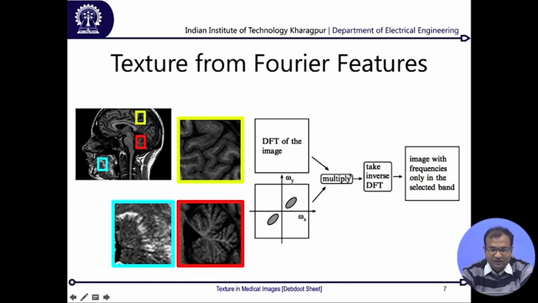So you're just supposed to multiply that, take an inverse of the DFT, and then you would be getting a region on the image which just shows you this part where it matches that particular frequency. So this is quite an intuitive and very straightforward method for doing segmentation.